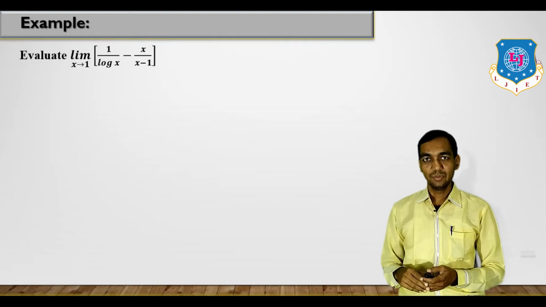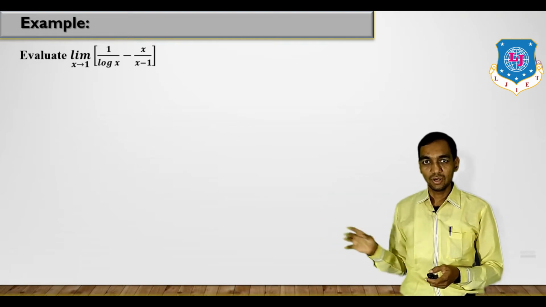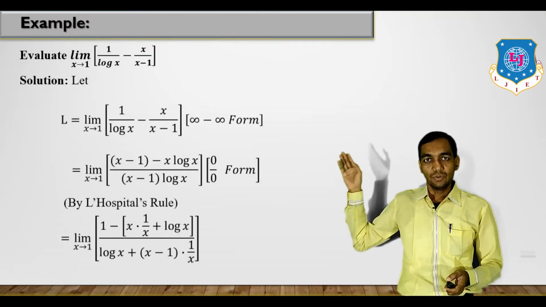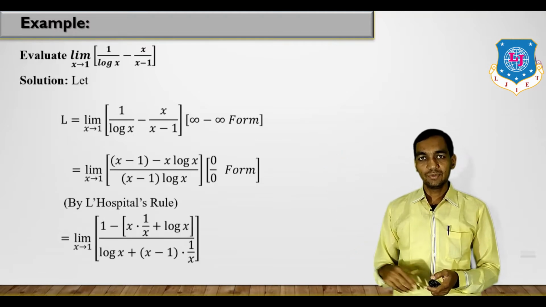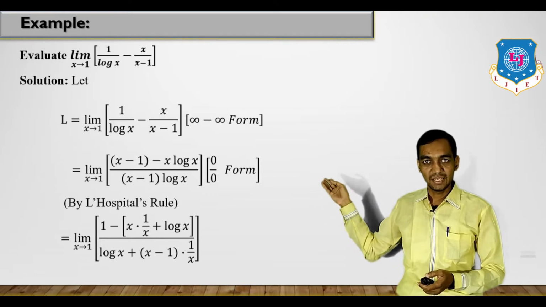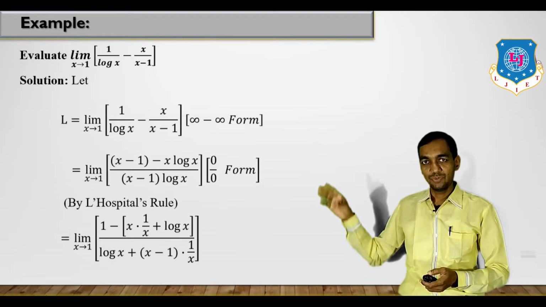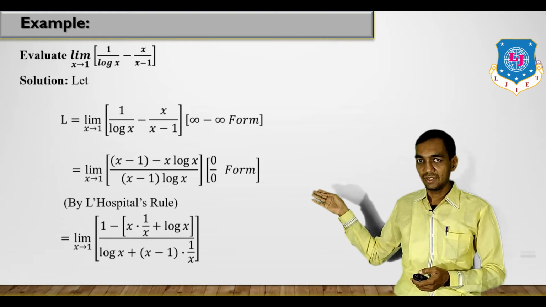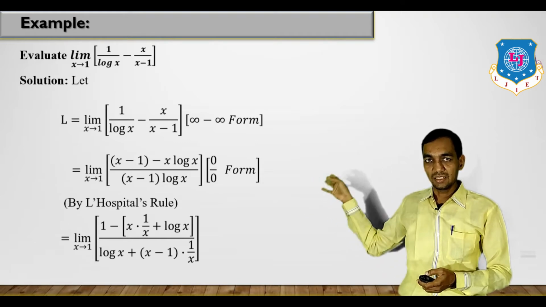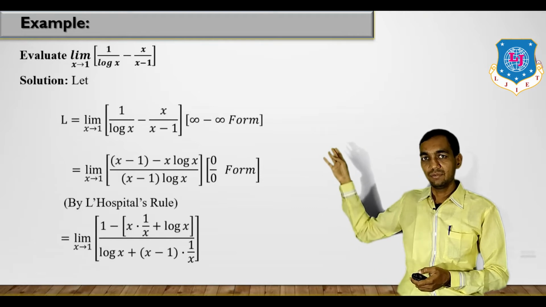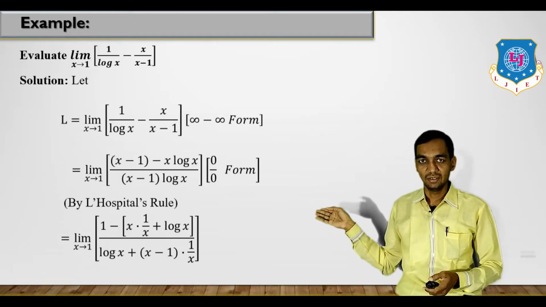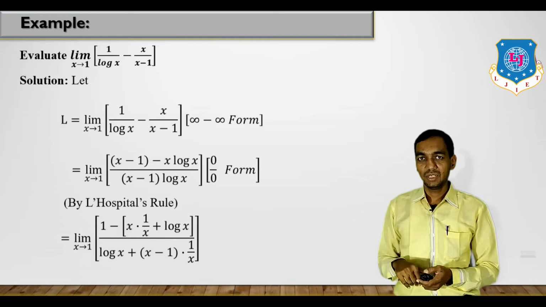evaluate the limit x tends to 1, 1 upon log x minus x upon x minus 1. So, we start with L equal to the given limit, x tends to 1, 1 upon log x minus x upon x minus 1. Now, see, if you put in the limit, then log 1 has a value 0, that means 1 upon 0 will be infinity, and x upon x minus 1 will be 1 upon 1 minus 1, that is 1 upon 0. So, it also has a value infinity. So, this is the infinity minus infinity form.